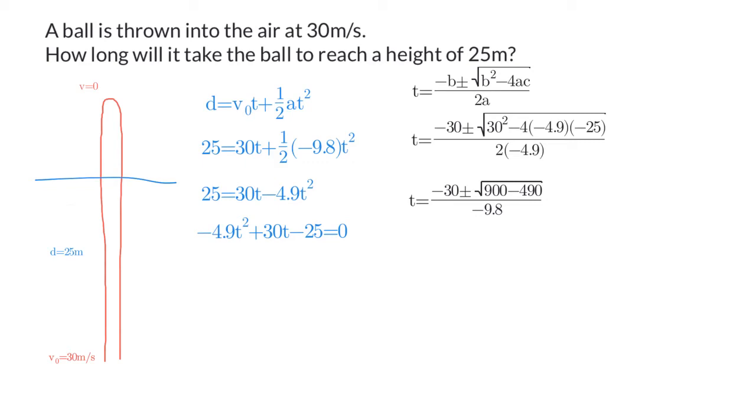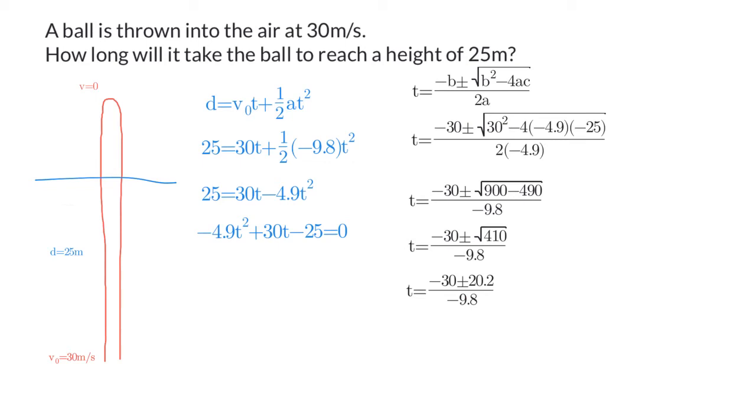Again, we'll combine what's underneath the square root. And so now we have 410 underneath the square root. And then I hope you can see that we'll square root that and we'll go on to our next step. So now we have t equals minus 30 plus or minus 20.2 divided by negative 9.8.